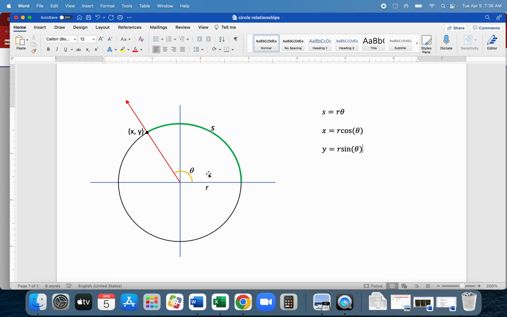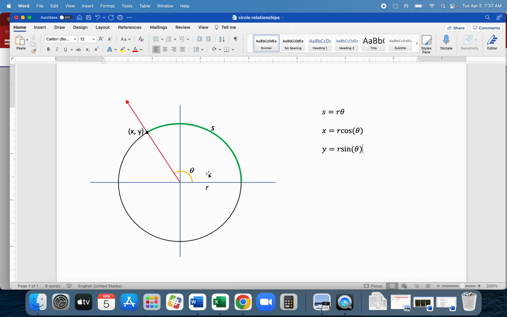and multiplying it by the radius. That gives us the vertical distance above or below the center. So the y coordinate of a point like that is how far above the x-axis or how far below the x-axis we are, if the x-axis serves as a horizontal diameter for the circle. So it goes through the center of the circle and it goes all the way across.